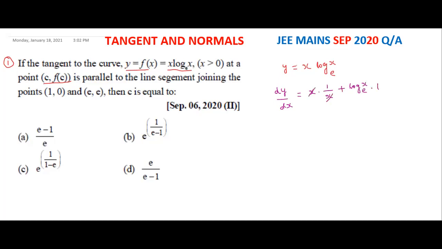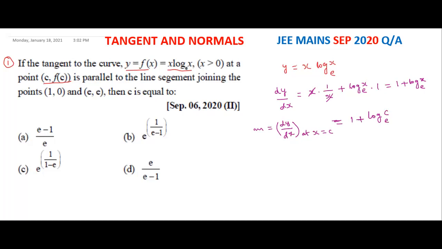So these two cancel. Now I am going to find slope of tangent dy by dx at point c comma f of c. So at x is equal to c I am taking, because right hand side only x terms are there, that's why. So 1 plus log x to the base e. So substitute here at x is equal to c, we get 1 plus log c to the base e. This is slope of the tangent. The tangent is parallel to other line segment.